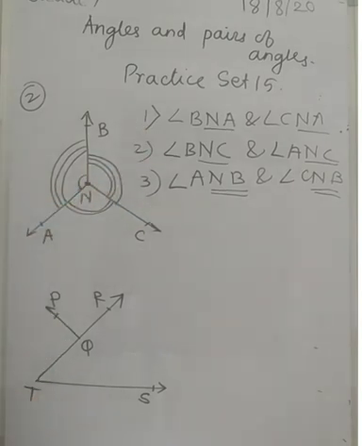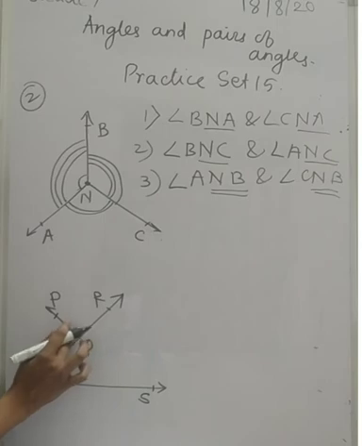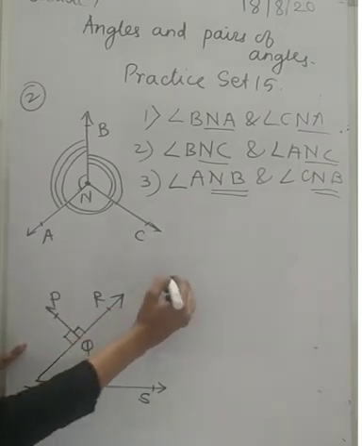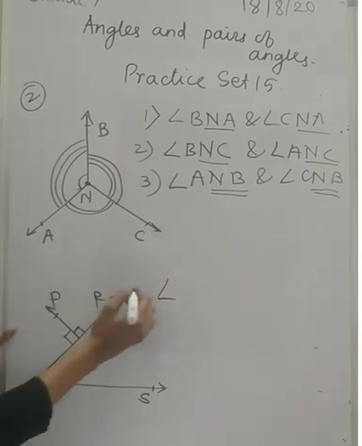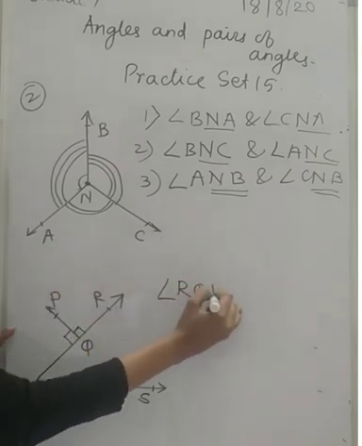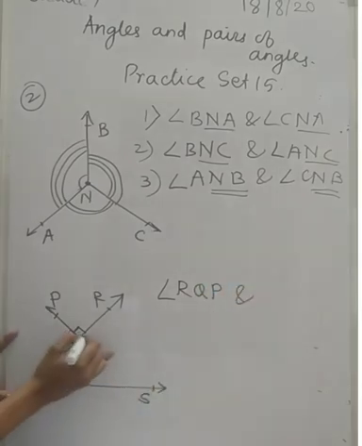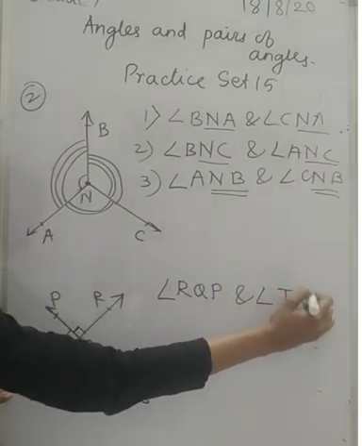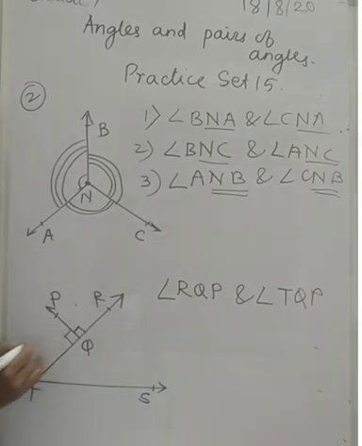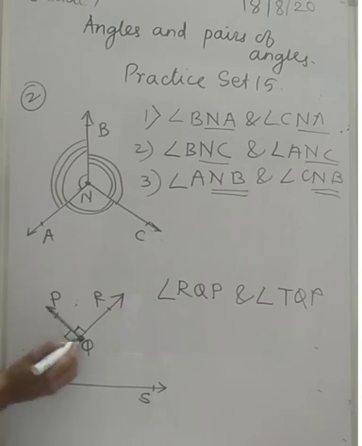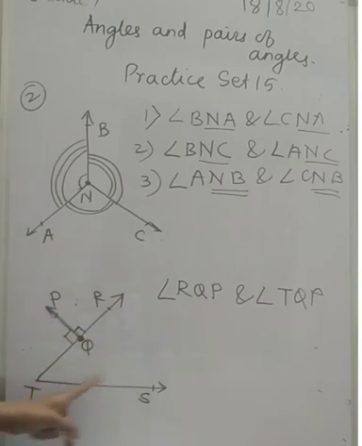Now this angle is a right angle which is adjacent to this angle. So angle RQP and angle TQP. They both have separate interiors, one common vertex and one common arm. That's it. So this angle does not have any adjacent angle. Okay.